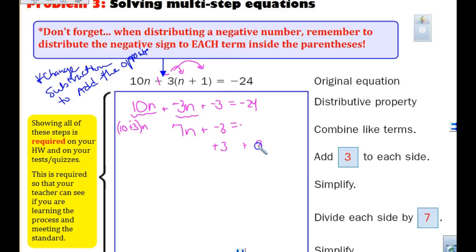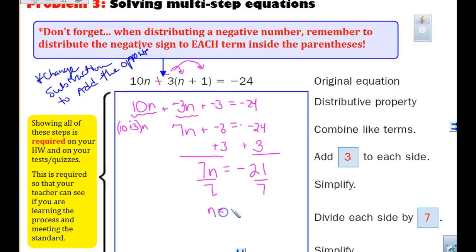Zach, what am I going to end up with? -21. So it's like subtracting because the signs are opposite. Keep the sign with the negative, okay? Haley, I'm now dividing both sides by 7. What am I going to get for my solution? N equals -3. So showing all the steps is required on your homework and on your tests and quizzes.